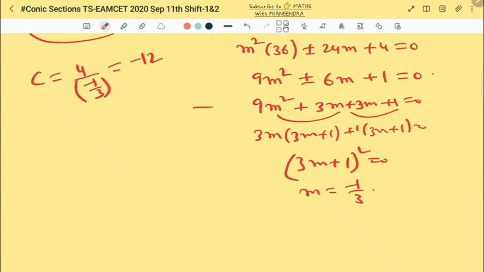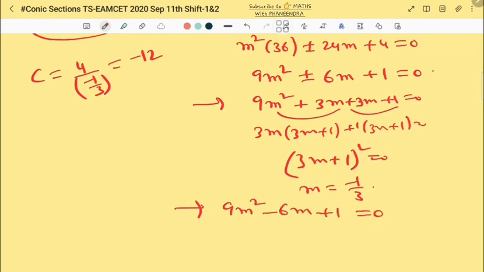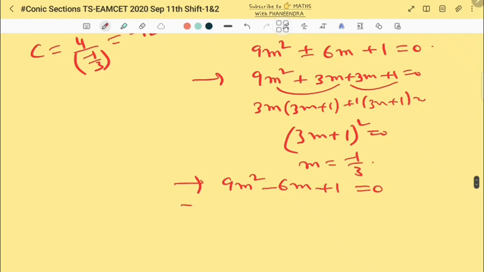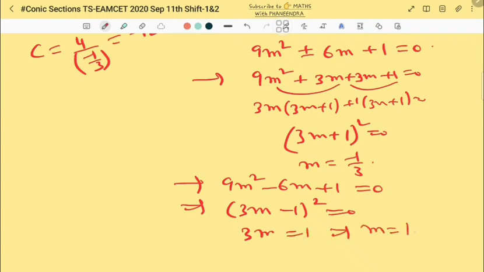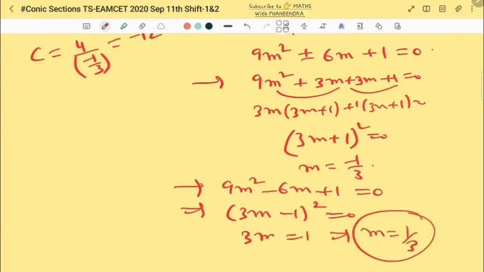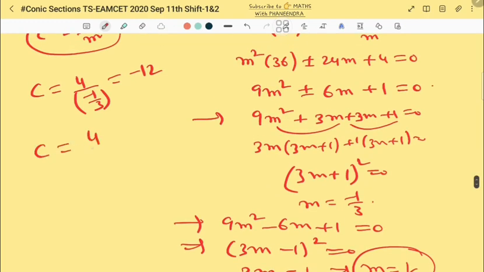I am considering here case 1. If it is considered 9m square minus 6m plus 1, both minus you take it now, so that time 3m minus 1 whole square it will come. So 3m is equal to plus 1, m is equal to 1 by 3. So m is equal to plus 1 by 3 means 4 by 1 by 3 will come, that will become 12. So c is equal to plus 12, c is equal to minus 12, c is equal to plus or minus 12. If you remove plus or minus here, mod c is equal to 12.